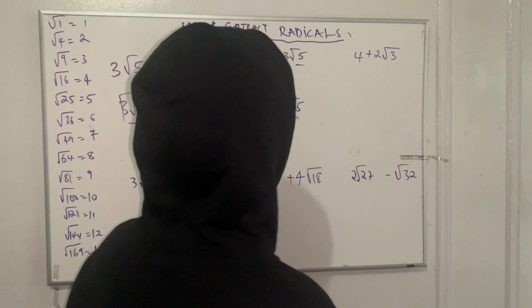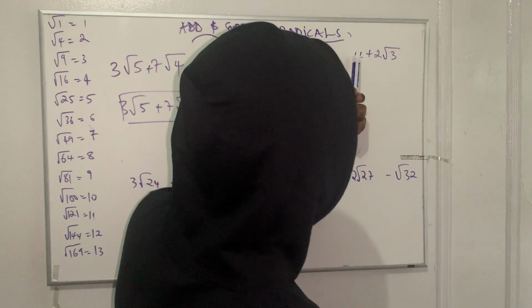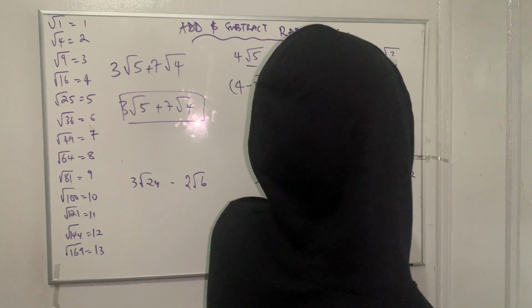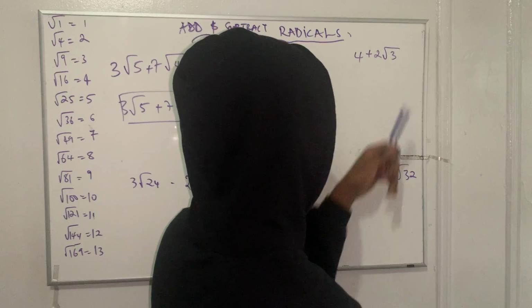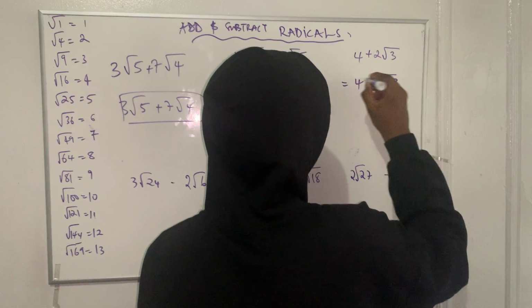4 plus 2 root 3. Now, if you look at 4, this is not a square root. That's one thing. It's an ordinary number, and a number cannot add to a square root. That means they are not like terms, right? So this should be your final answer, 4 plus 2 root 3. You don't have to do anything with it.